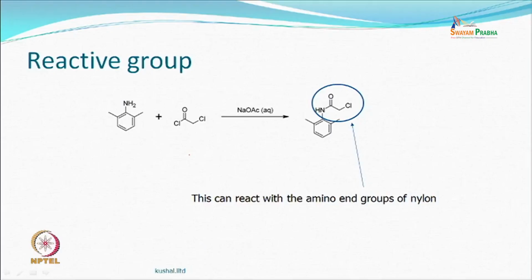So, you may require another fixation. Either it happens at the same time, but if it does not, then you can change conditions and then fix them up. For example, if this kind of group is available, this group can react with the amino end groups of nylon, and if that happens after it is sublimed or transferred, diffused, then you get good fastness also.